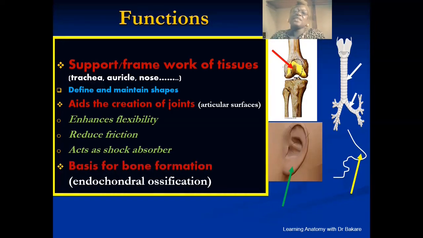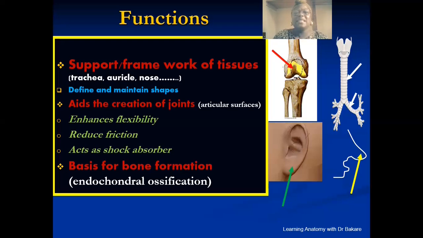They are also seen to form the basis of the formation of bone. We have some bones in the body during the developmental process that are formed from cartilages. If you go to the embryonic development of bone, you see that some bones are developed from previously formed cartilages, and this occurs through endochondral ossification.